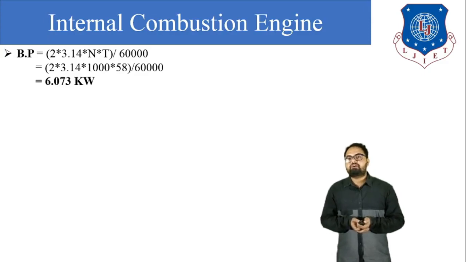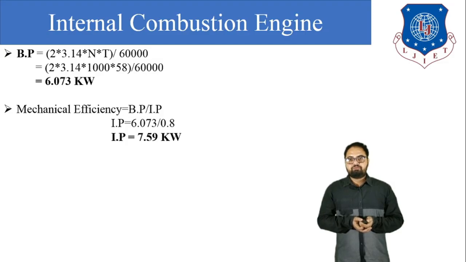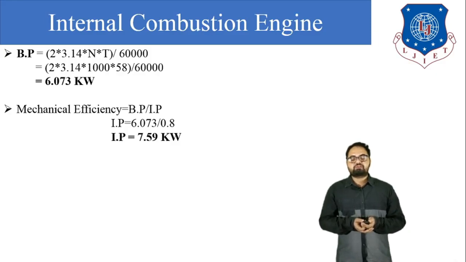Brake power BP is equal to 2 pi NT divided by 60,000. By putting all the values we get brake power as 6.073 kilowatt. Now we will put the value of brake power into the equation of mechanical efficiency. Mechanical efficiency eta mech is equal to brake power divided by indicated power. So indicated power is equal to brake power divided by mechanical efficiency. The value of brake power is 6.073 divided by mechanical efficiency, that is 0.8. We get the value of indicated power as 7.59 kilowatt.